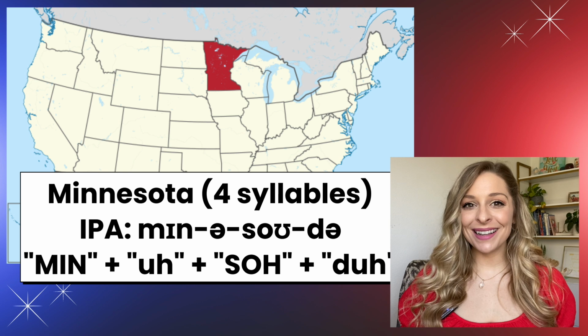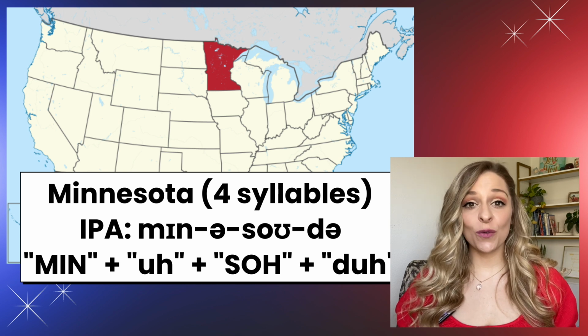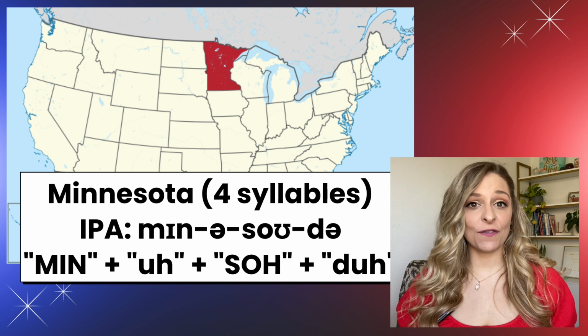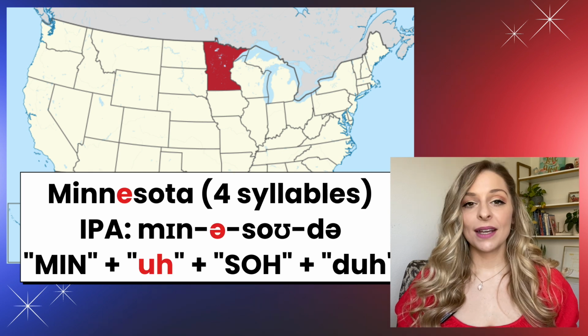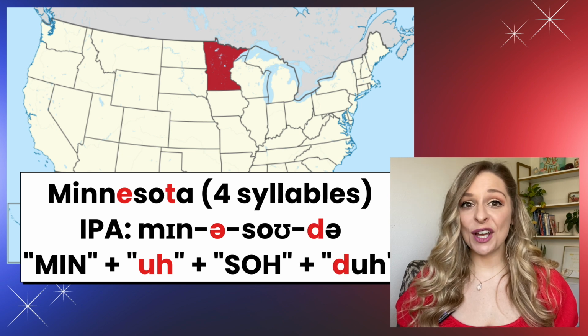Number 23, Minnesota. This word is four syllables. We stress the first and the third ones. The E reduces to a schwa and the T makes a D or a tap sound.